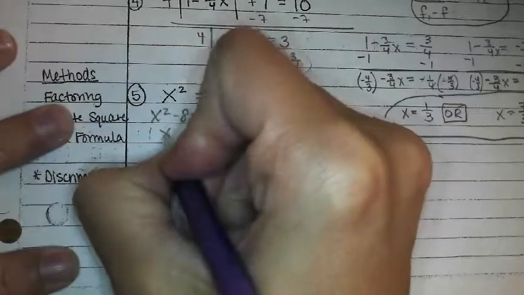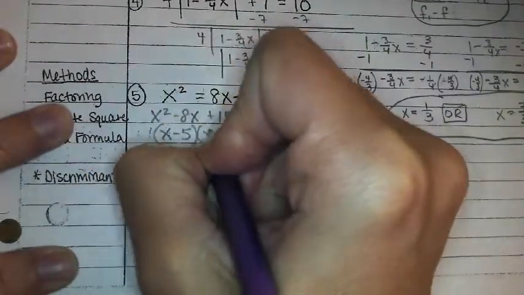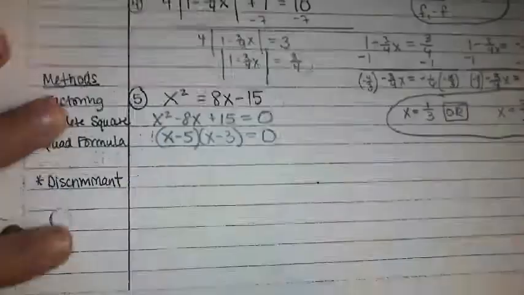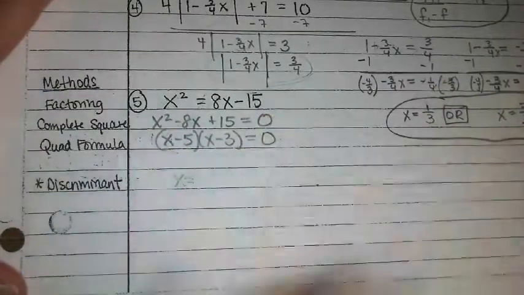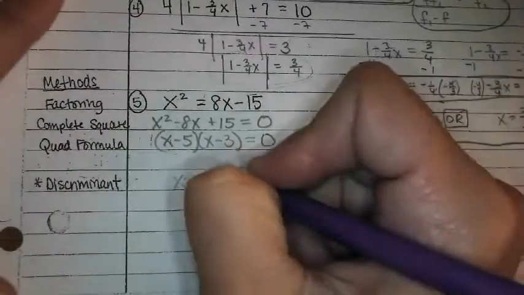Very good. X minus 5, x minus 3. And then since we're solving, the directions are to solve, not to just factor. Solve, we actually have to come up with solutions. So x equals 5 or 3.